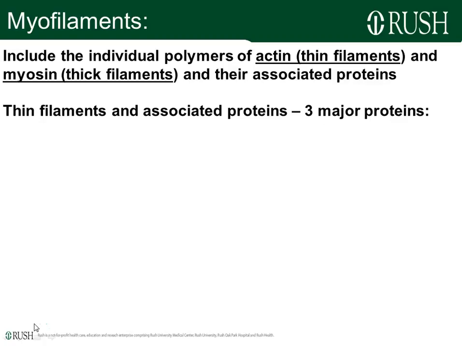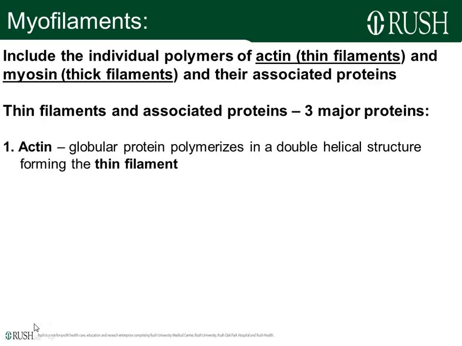Let's talk about the myofilaments for a few minutes. These include both the thin filaments of actin and the thick filaments of myosin, and all of the associated proteins for each of those. Now, thin filaments and their associated proteins are really three different proteins. Actin, of course, which is a globular protein which polymerizes into a long filament, F-actin, and in muscle is a double helical structure.